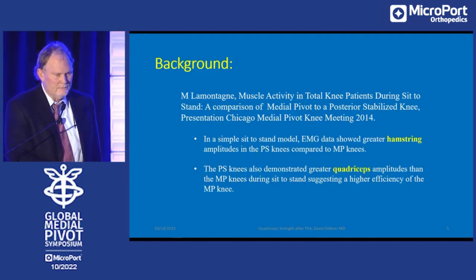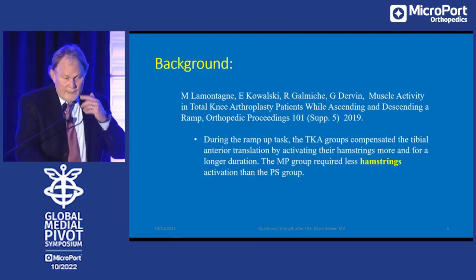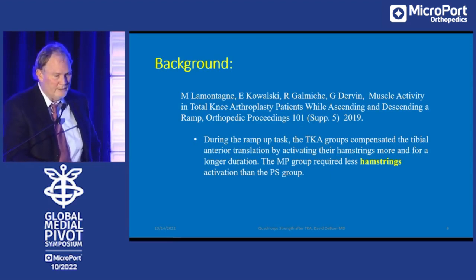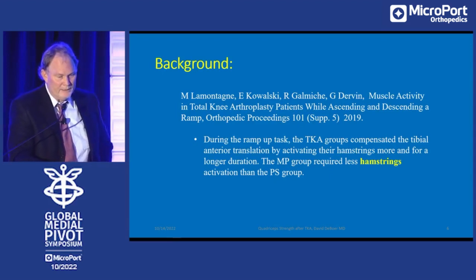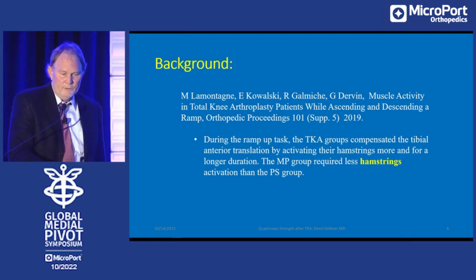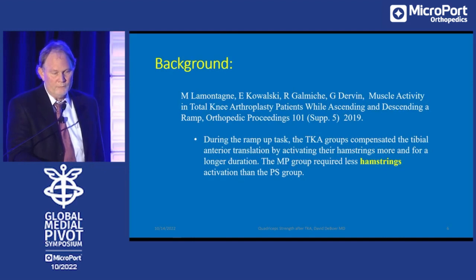He subsequently presented similar data on muscle activity while ascending and descending a ramp, and presented this, I believe, in London, England, and it hit the orthopedic proceedings. Basically, something similar. He showed that during the ramp-up test, the TKA group, so he was comparing medial pivot and PS knees to normals and then to themselves, compensated the tibial anterior translation by activating their hamstrings more and for a longer duration. But the medial pivot group required less hamstring activation than the PS group.